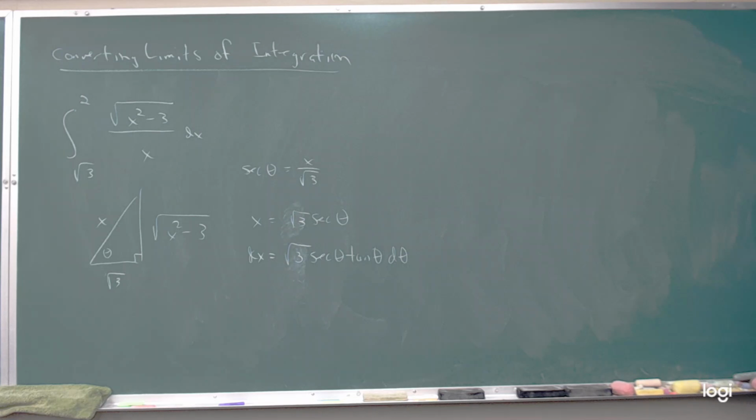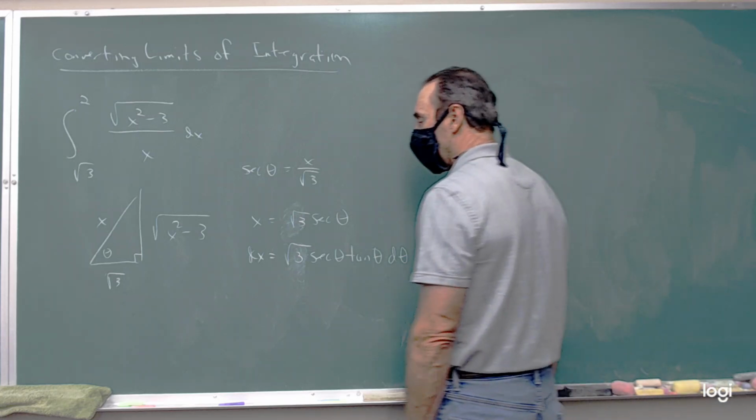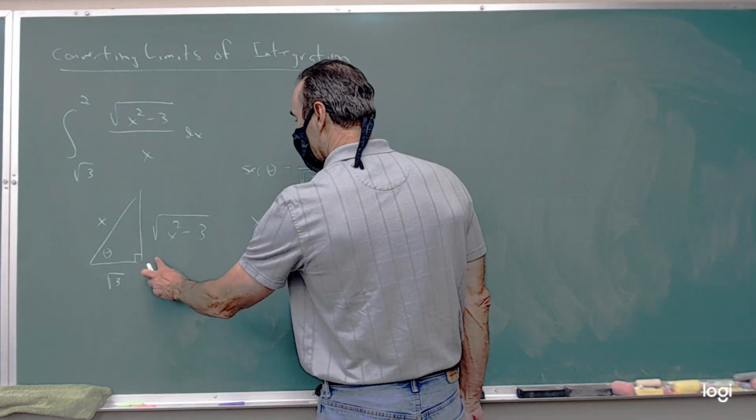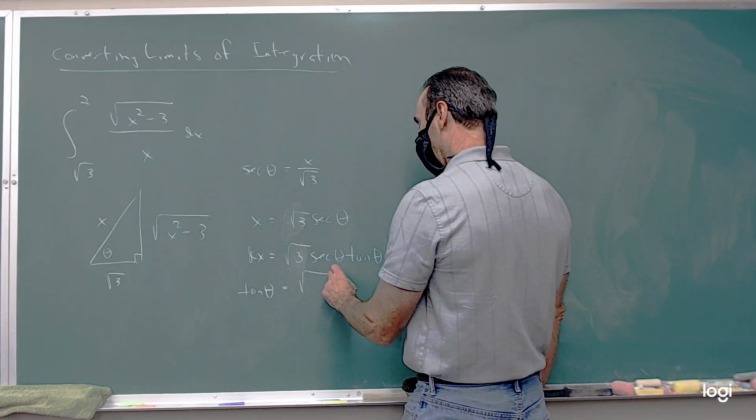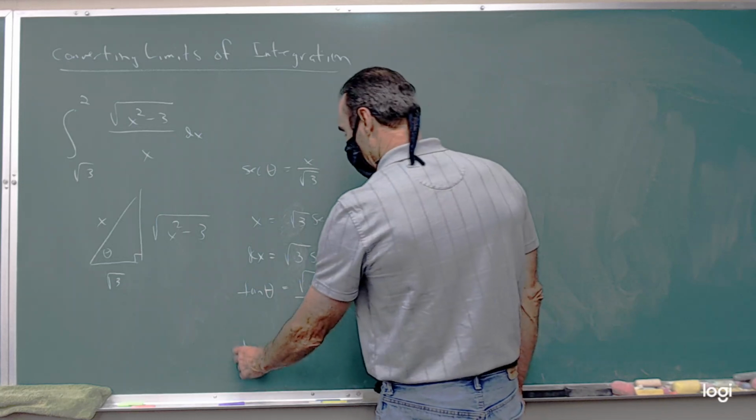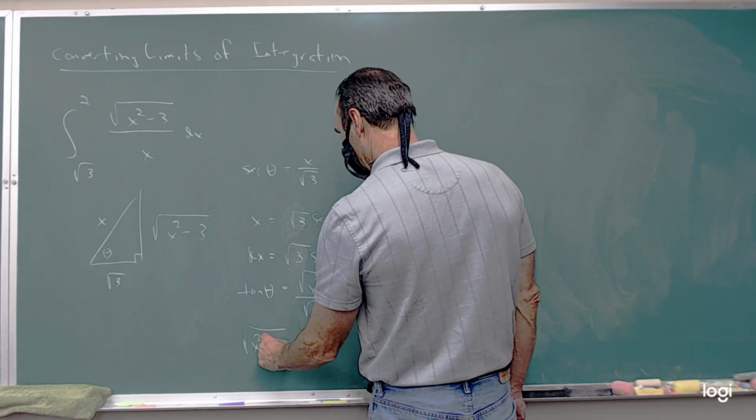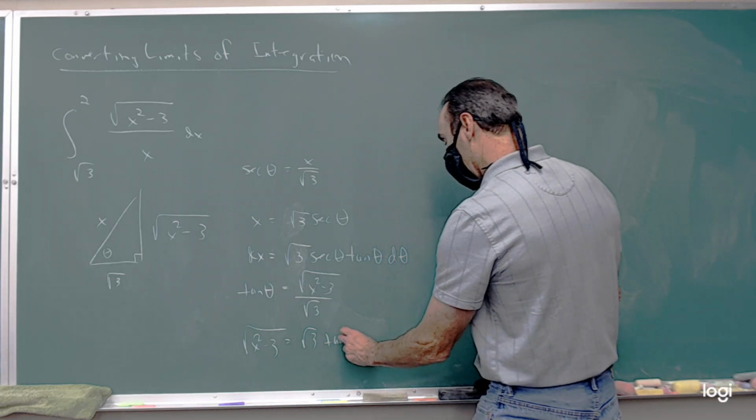And we need a radical. So the radical is going to be, we're going to make that connect with our constant. So tangent of theta is our radical over our constant. So that's going to be square root of 3 tangent theta. That look okay?